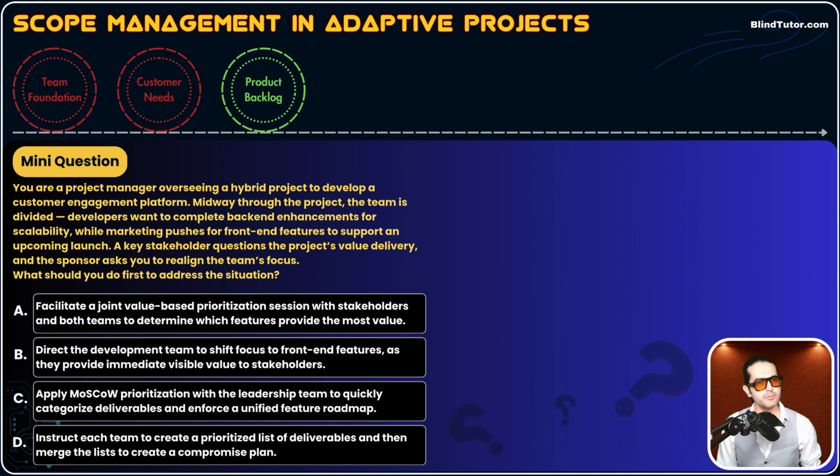Let's go through the options. Option A says facilitate a joint value-based prioritization session with stakeholders and both teams to determine which features provide the most value. Wow. So there are very, very good things about this option. Option A, first of all, apply our MEAT. MEAT: identify the problem, analyze the impact, and take some action. It has the M part, facilitating a joint session. Okay. It has the take action part. Take action part is determining which features provide the most value.